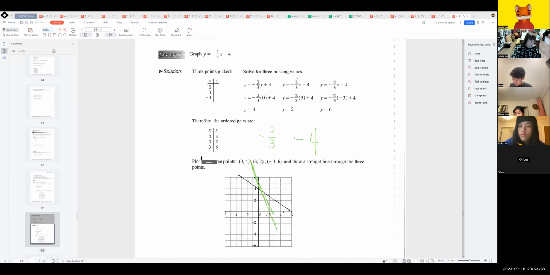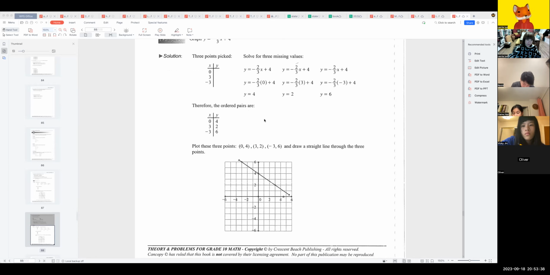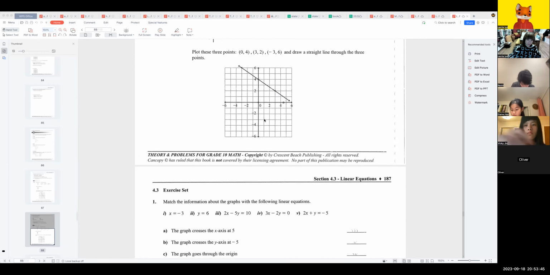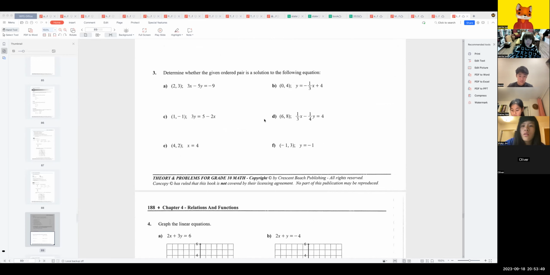Correct, everybody? Okay, so the steeper the line, the absolute value of m will be bigger. Why am I saying absolute value? Because negative 4 is actually smaller than negative 2 over 3, right? So we say the absolute value of that. Okay, so now let's take a look at the next one.